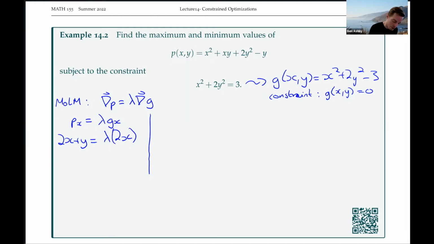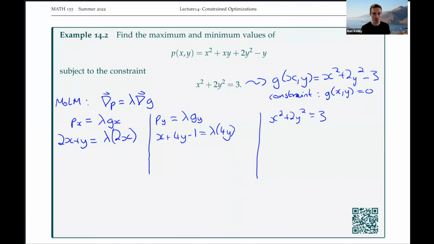Okay, so with respect to y, we now have the partial of p is going to be equal to lambda times the partial of g with respect to y. So working this out, we're going to have x plus 4y minus 1 equal to lambda times 4y. And then finally, we also have our constraint. So we have x squared plus 2y squared equals 3, or minus 3 is equal to 0. These are the same things.